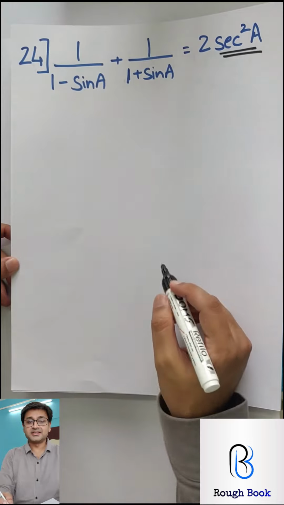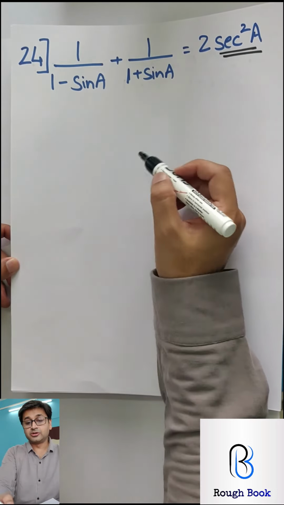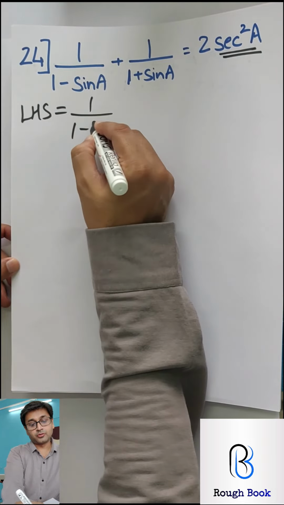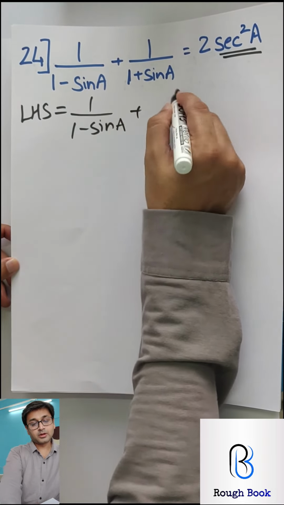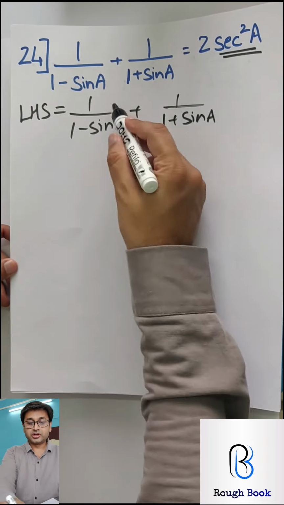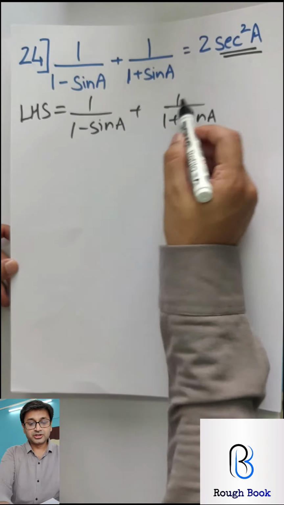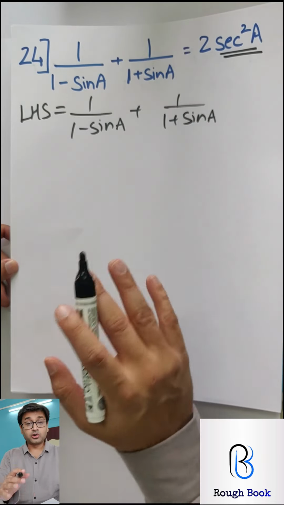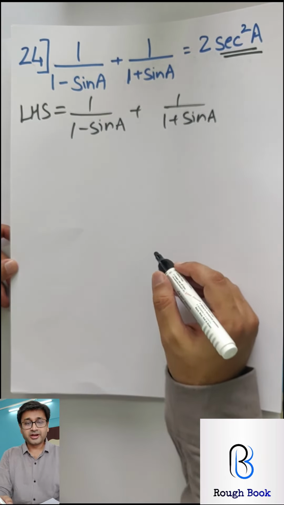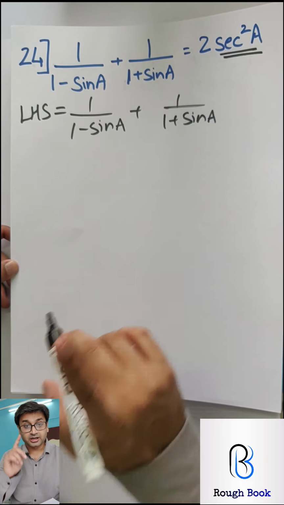Now starting from sec is impossible because a lot of things then you need to create. So you can begin with LHS: 1 upon 1 minus sin A plus 1 upon 1 plus sin A. But how are you going to go about it? Take the LCM first. Once you take the LCM, automatically you will get some hint. I am 100% sure. Come on, pause the video, try it. Even if you don't get it, doesn't matter, but try.